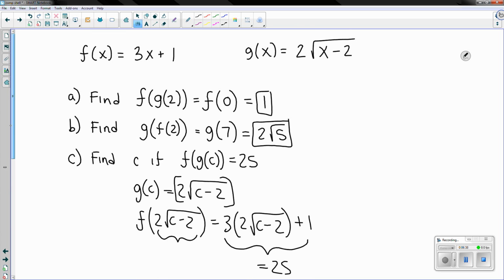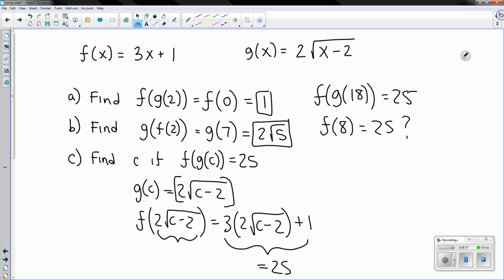So let's just double check that that is true. F of G of 18, we think, should equal 25. So G of 18, if I plug in 18 to the G function, we'll get square root of 16, which is 4, times 2, which is 8. So F of 8, does that give us 25? Well, 3 times 8 is 24, plus 1 is 25, so 25 equals 25, so check.